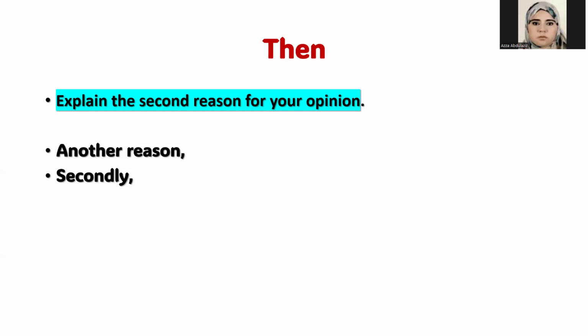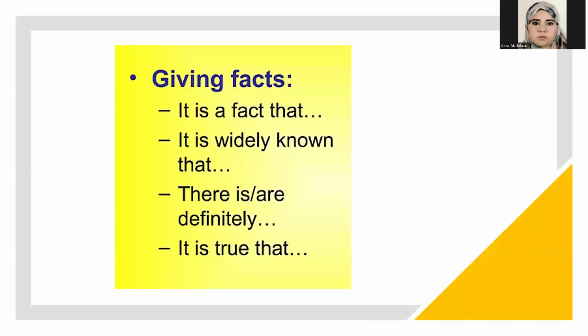You should also explain what evidence led you to that opinion. That's why it's a good idea to use fact phrases such as, it's a fact that, it's widely known that, there is or there are definitely, it's true that. Clear? Okay.